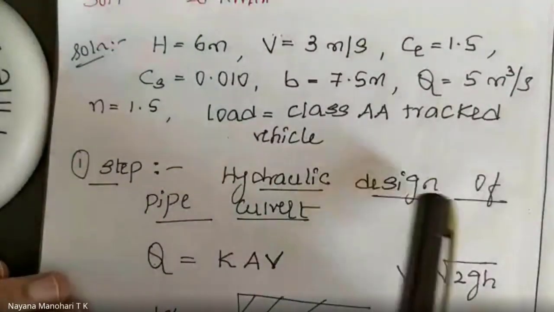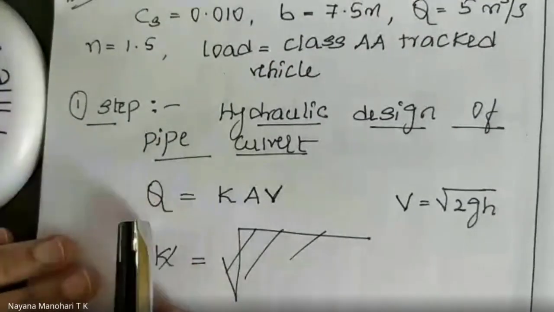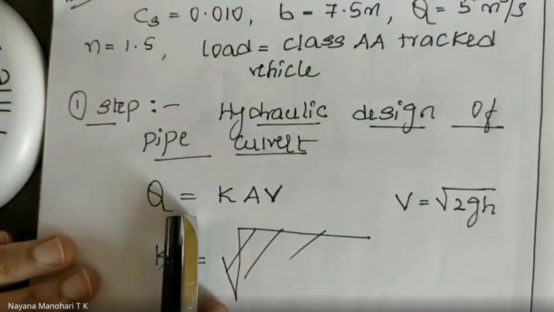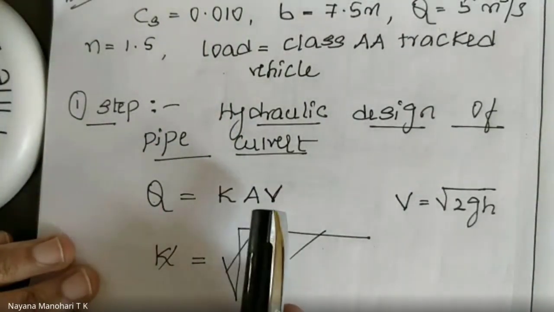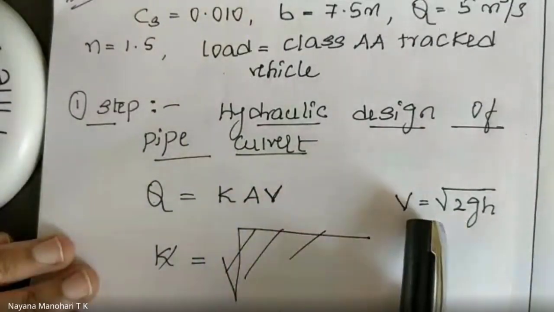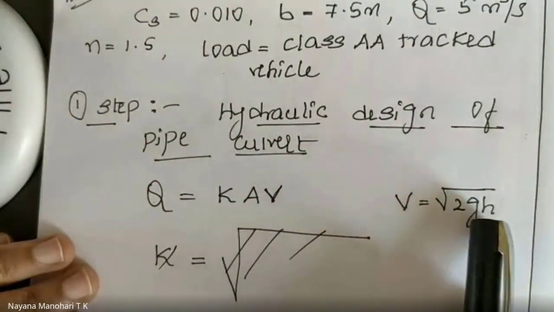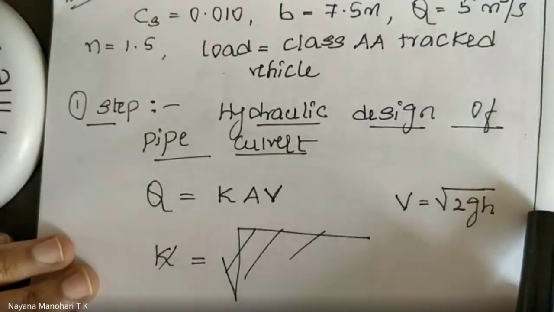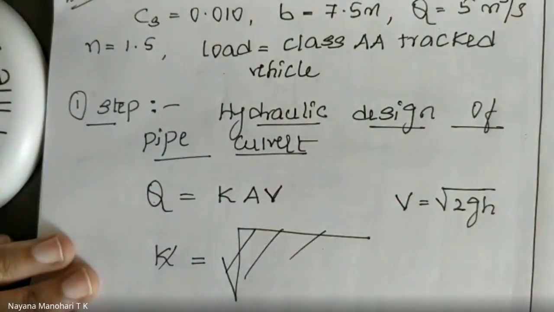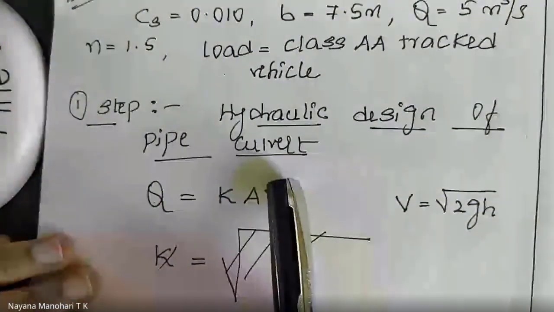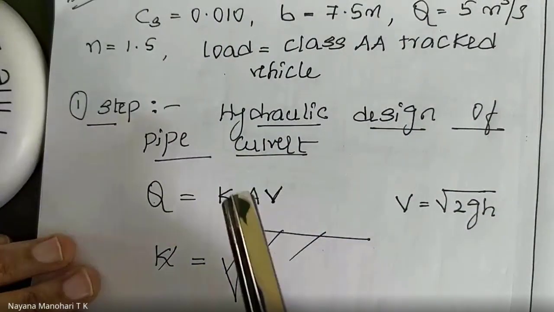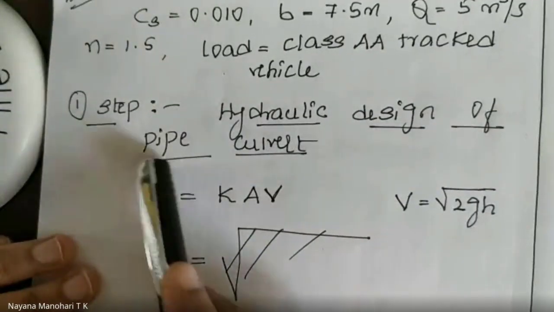The first step in the pipe culvert is what? Hydraulic design of the pipe culvert. It is given by the equation Q equals K into A into V. V value they have given. V is nothing but square root of 2GH. H is your driving head. In this problem, they have not specified the driving head, the H value. Directly, they have given this V value. Okay, next you need to calculate the discharge value they have given.